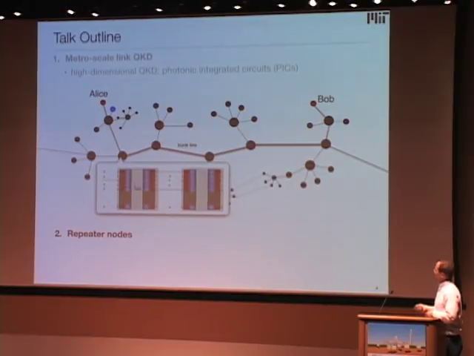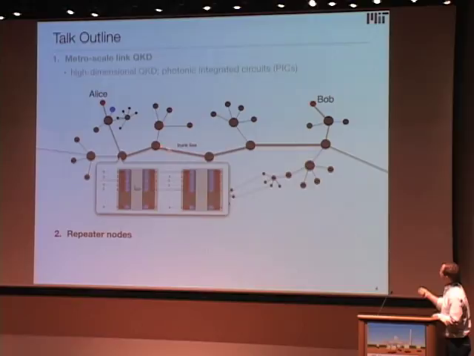For the repeater nodes, of course, we need to put into these nodes in a quantum repeater some form of memory. And the idea, of course, is that basically a single photon wouldn't fly the maybe hundreds, maybe thousands of kilometers of distance from here to here, from Alice to Bob.